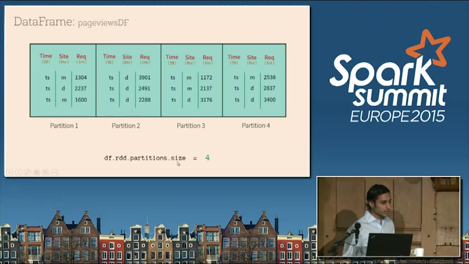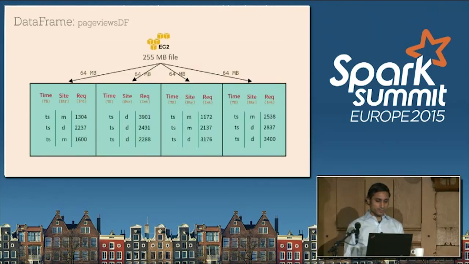So why 4 partitions, though? This was a 255 megabyte file. Well, the way it works when you read data from Amazon S3, I should say. So that should actually say S3, not EC2. When you read from S3, which is where our 255 megabyte file lives, by default, Spark reads the input split in 64 megabyte segments. Therefore, a 255 or so megabyte file divided by 64 would give us about 4 partitions, basically. So that's kind of what's happening.